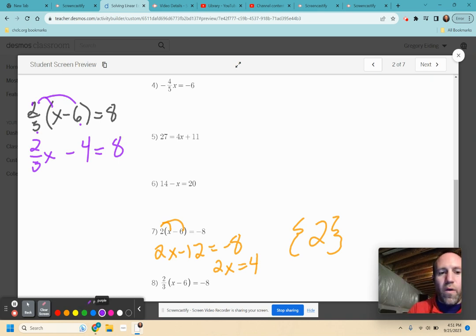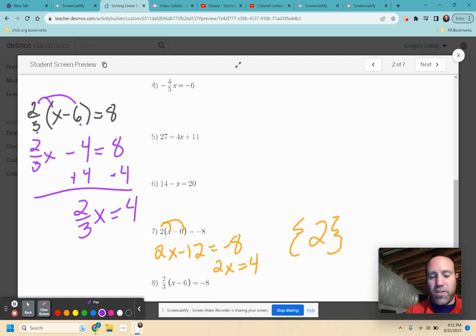Next, we'll go ahead and add 4 to both sides, and now we have to deal with this fraction in front of x. That's the coefficient. The coefficient is a fraction, so we're going to multiply by the reciprocal. And again, I can do the integer times the fraction. I can do 4 divided by 2, get 2. 2 times 3 is 6.